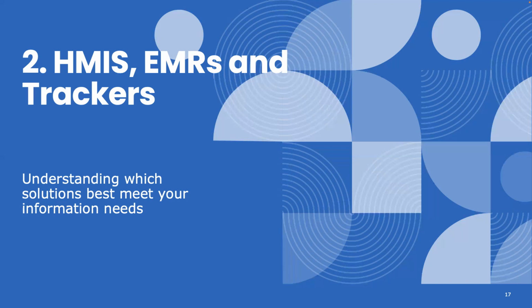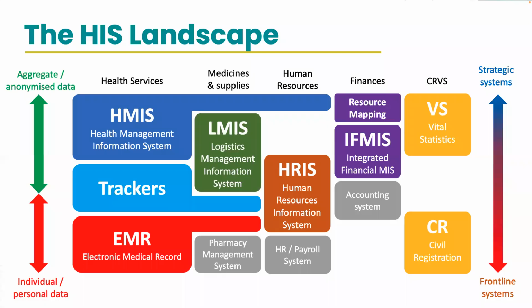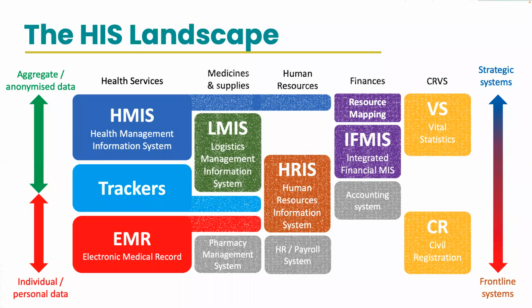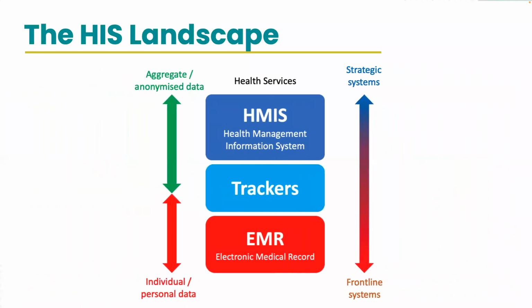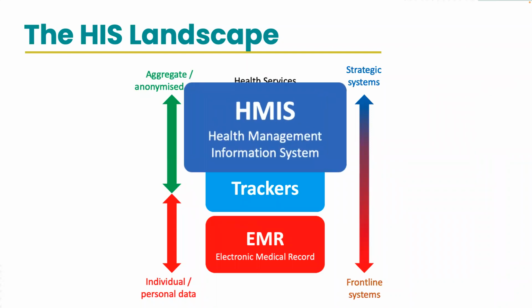What we'll try to do is give you a good understanding of how each type of system is designed to meet very different decision-making needs. So keeping in mind your own country's decision-making needs, the goal here is to help you better understand which type of health information system might fit which particular need. And to start with, focusing on health services, HMIS, trackers, and EMR, we're going to look at HMIS.